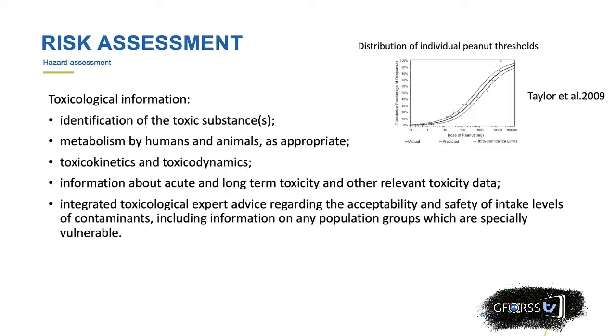Obviously, information about acute and long-term toxicity and other relevant toxicity data are important and should be considered. Finally, integrated toxicological expert advice regarding the acceptability and the safety of certain intake levels of contaminants, including information on any population or groups that may be specifically vulnerable, for example, infants, the elderly or the immune compromised, should also be included in the data that will help to characterize the hazard. When there is an uncertainty, this uncertainty should be documented such that it is accounted for in the overall process.